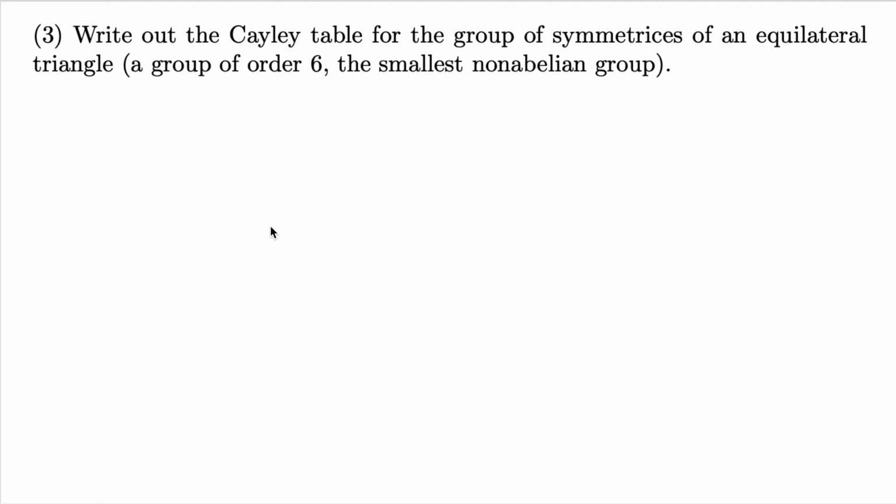Today we're going to be tackling question 3 out of chapter 1.2, which reads, write out the Cayley table for the group of symmetries of an equilateral triangle, which is a group of order 6, the smallest non-abelian group. So try this for yourself, and then we'll do a couple hints, and then we'll move on with the proof.